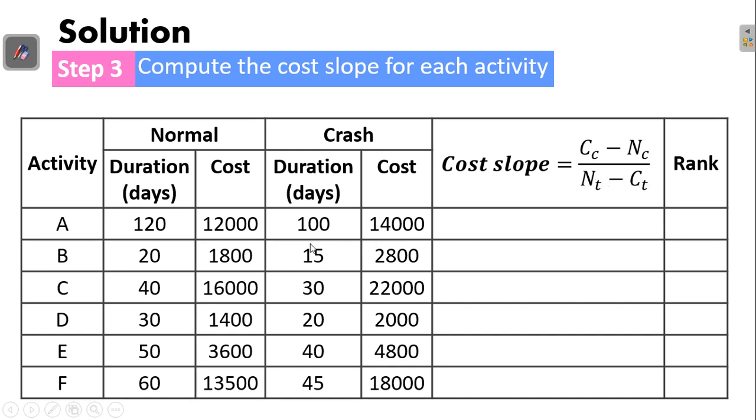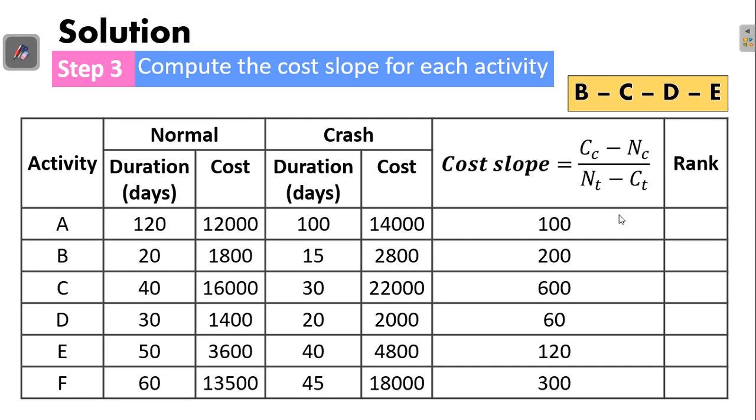So we have the crash cost here and we have the normal cost. This is the crash duration and this is the normal duration. Performing this mathematics here, you're going to end up with this column. After this, we have now identified that B, C, D, and E are critical activities. So we are going to rank these critical activities because crashing is going to take place in these critical activities.